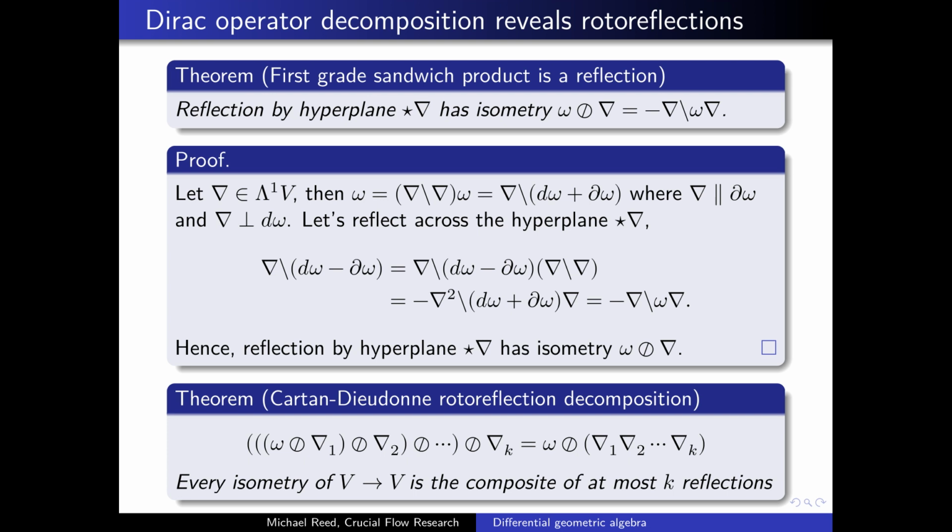And that's why the theorem which I proved above was particularly interesting. I don't think I've seen a proof of this theorem before. This is my original insight about how you can prove that a reflection by a hyperplane is an isometry. And this uses the Clifford-Dirac product decomposition, d omega plus boundary omega, as an application. That's why I thought this was an interesting theorem to look at, because when you apply that repeatedly, that's the Cartan-Dieudonne rotoreflection decomposition theorem, when you express it in that way.